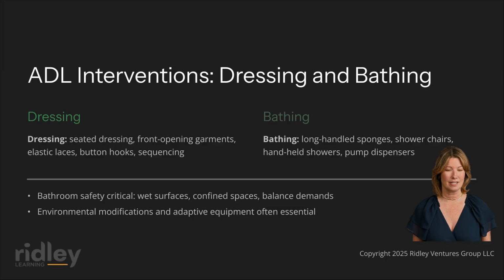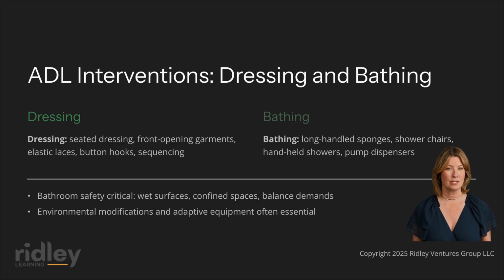For dressing tasks, compensatory strategies may include seated dressing to accommodate balance impairment, use of front-opening garments to reduce overhead movements affected by bradykinesia and rigidity, elastic shoelaces or slip-on footwear to accommodate fine motor impairment, and button hooks or zipper pulls to address fastener manipulation difficulties. Sequencing strategies break complex dressing tasks into discrete steps with consistent ordering to reduce cognitive demands and improve task completion.